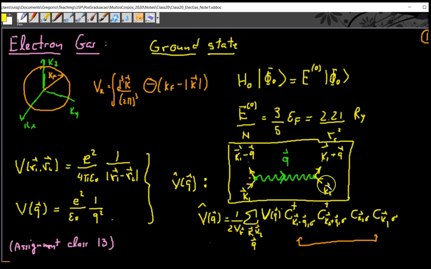And now the assignment will be to calculate the expected value in terms of this, and I already tell you that there will be two terms by Wick's theorem, right? You have to do the pairings. One of them will give you a constant contribution, which will essentially be used to cancel out the positive charge that you have in the background for the electron gas, while the other one will be the actual contribution. And that's one of the assignments for this class.